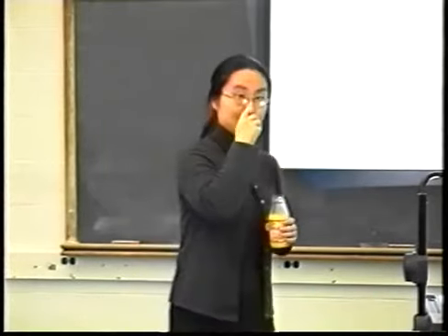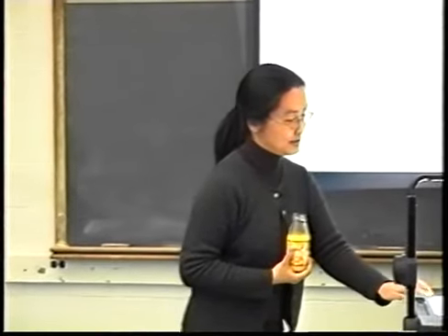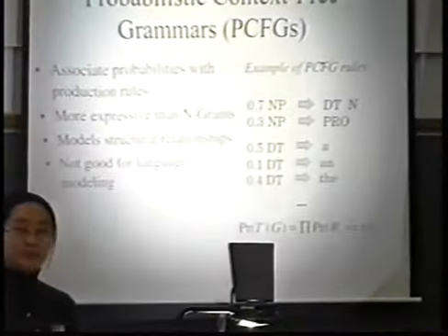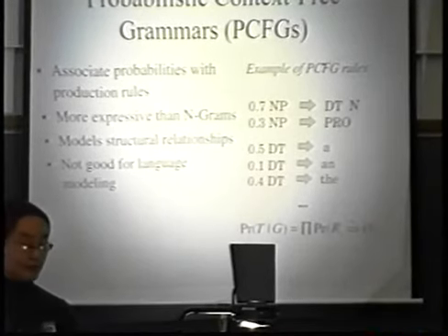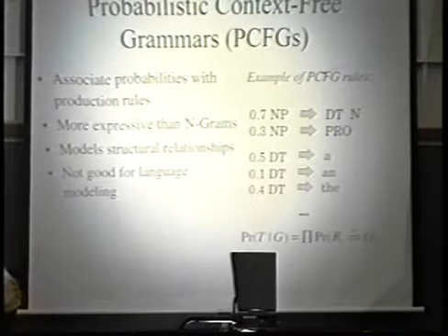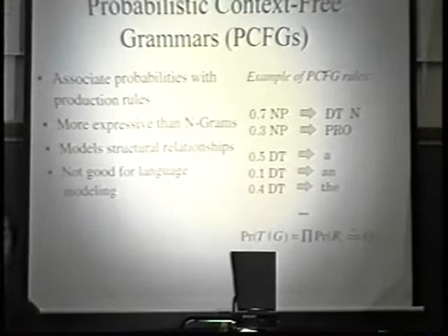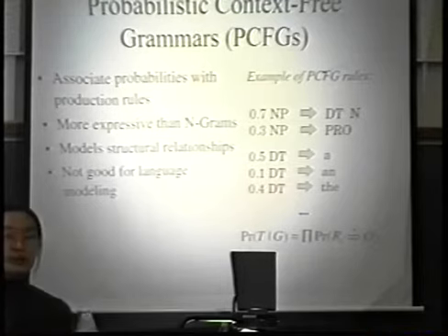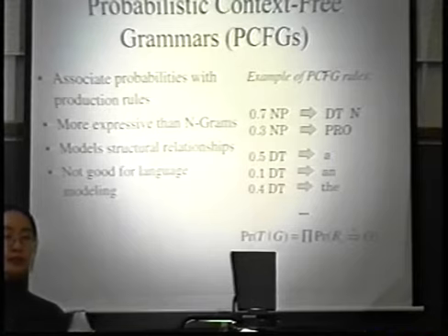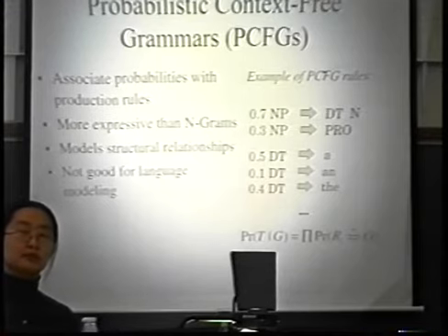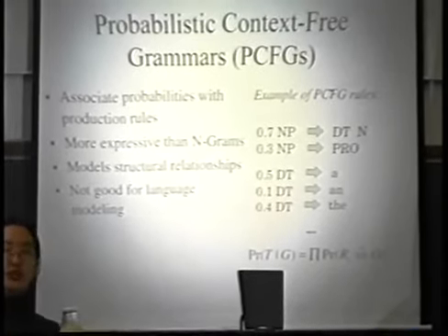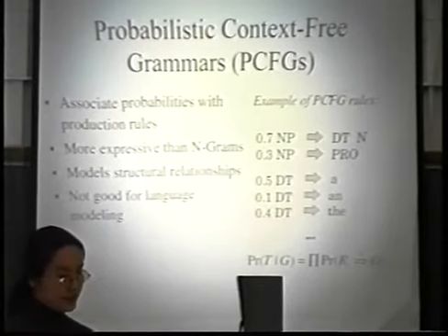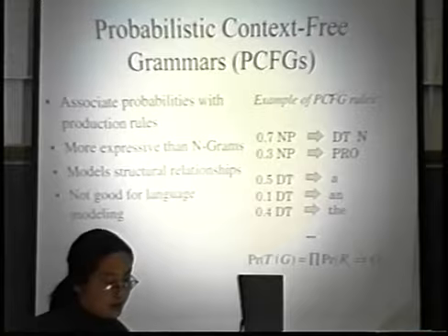So PCFGs traditionally have been very popular in parsing. It is essentially a context-free grammar where the production rules have probabilities associated with them. Being a context-free grammar, it is more expressive than n-grams. And it also gives us structural relationships. This is hierarchical. And so now we can talk about relations of a noun phrase to a verb phrase and that they compose a sentence or something like that. But what we don't get here is the relationship between the words because now we're talking about constituency level relations. So it's not quite as good for language modeling, even though it's better for parsing.